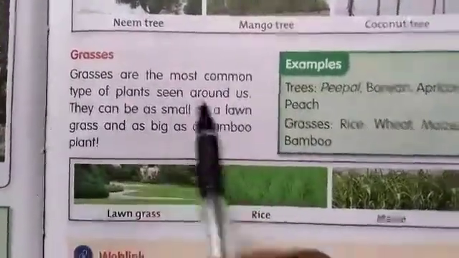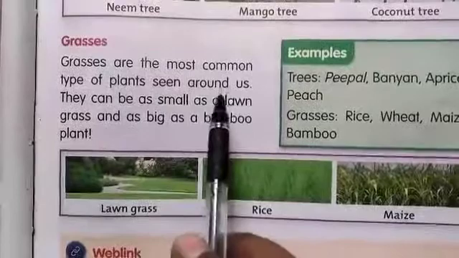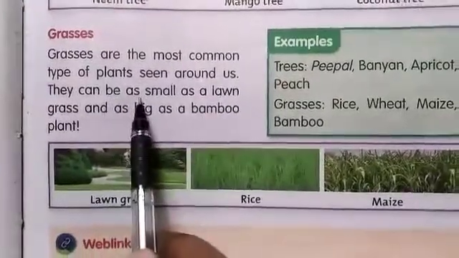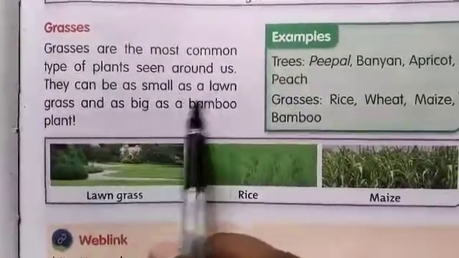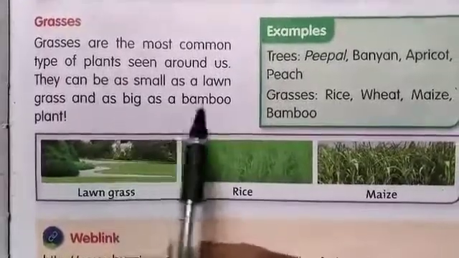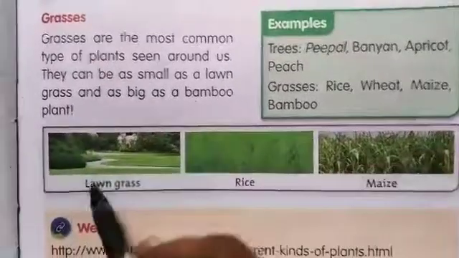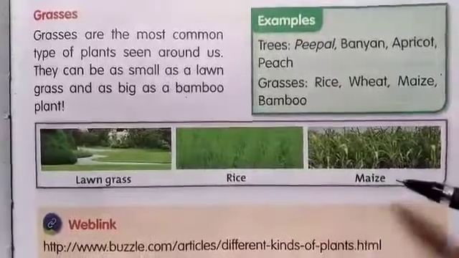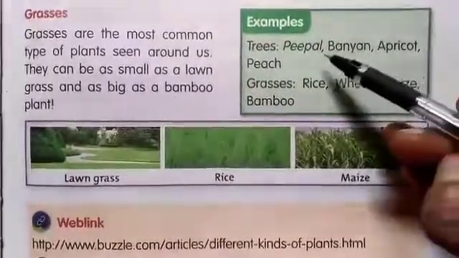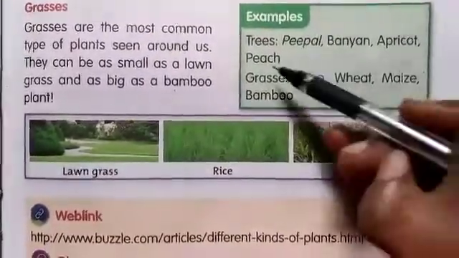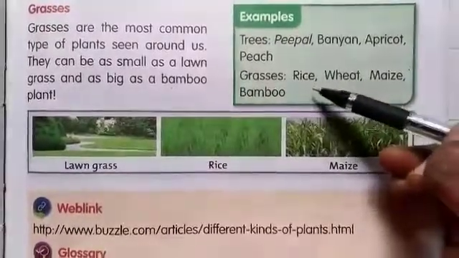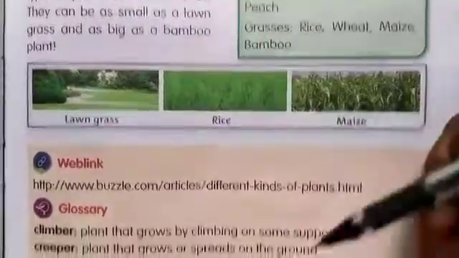Grasses. Grasses are the most common types of plants seen around us. They can be as small as a lawn grass and as big as a bamboo plant. Lawn grass, rice and maize. Examples of trees are peepal, banyan, apricot and peach. And the grasses: rice, wheat, maize and bamboo.